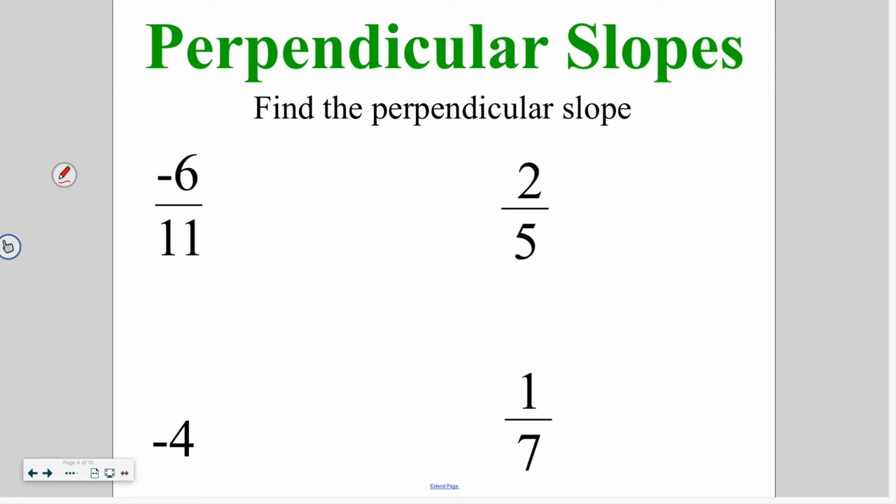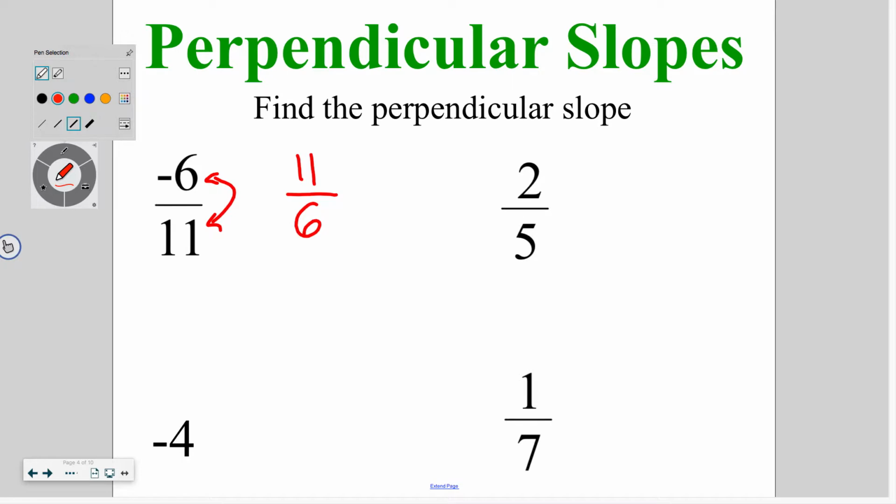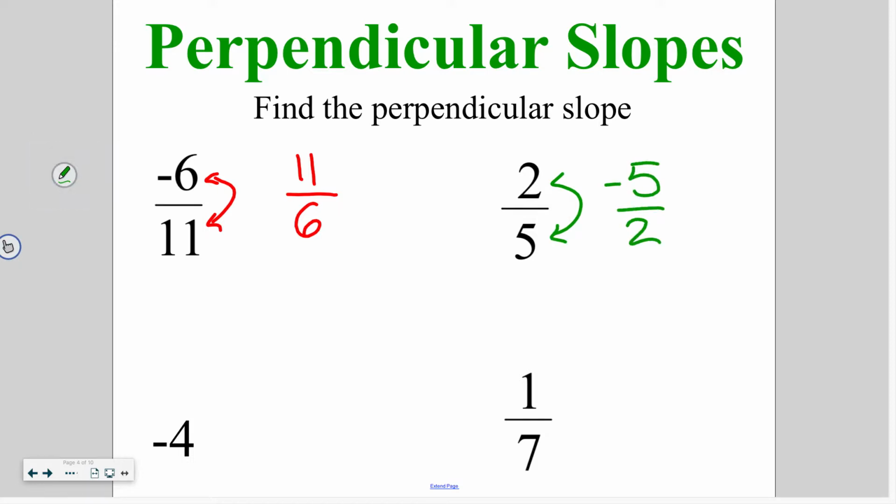So the first thing we're going to practice is just finding perpendicular slopes. If I start with a negative slope, my second slope is going to be positive, and then I have to flip these over. So I'm going to turn it into a positive 11 over 6. With this next one here, I start with a positive slope. So when I flip it over, I'm going to make it negative. So I'm going to make it a -5 over 2. Negative, positive, positive, negative. Both of the numbers have been flipped over.